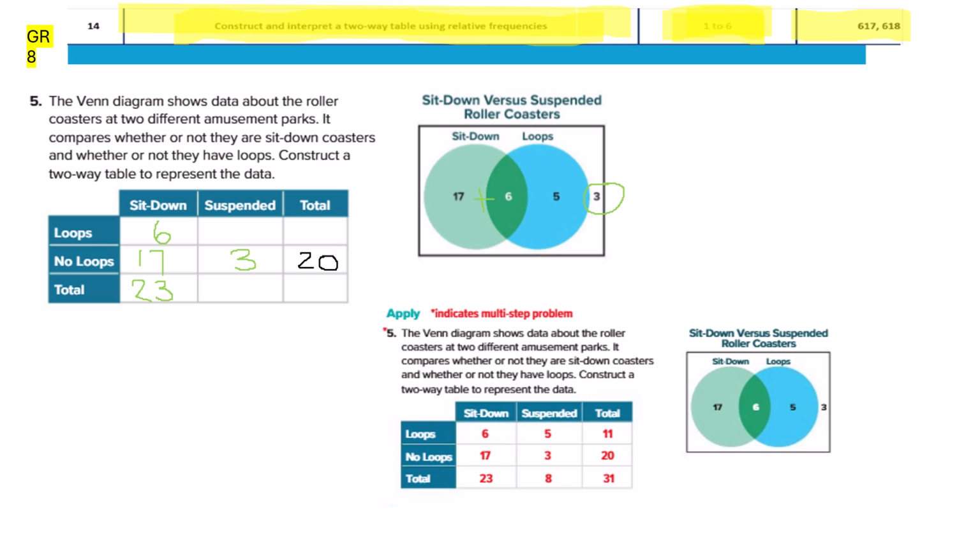To get your total, you always add. And then we look at loops. We go to the section on loops. Our total is 11. So we can fill in 11 here. Now we already got the 6, so we know this will be the 5. 5 plus 3 gives us 8. And 11 plus 20 will give us 31. So this is how you go about filling in the two-way table from a Venn diagram.